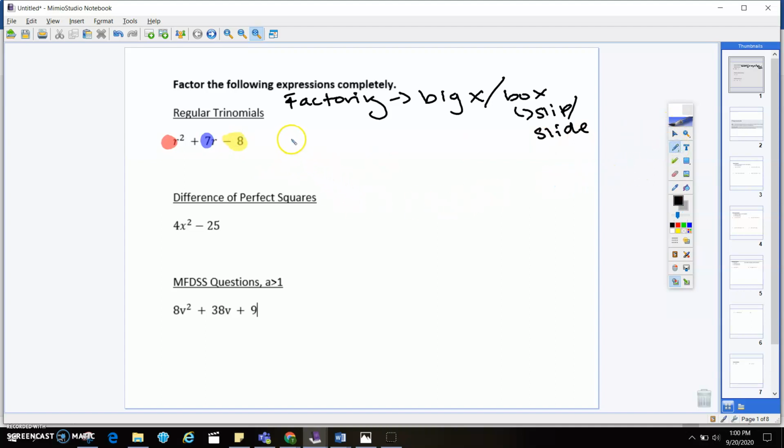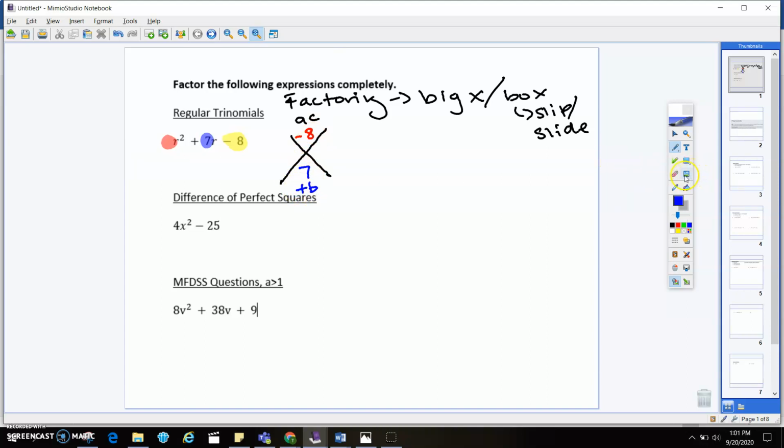Okay? So the first thing I want to do is find my A times C, which is going to give me -8. And my B term, which is going to be 7, okay? And I need two factors of -8 that if I add them together, I'm going to get 7, okay? So if I multiply, I get -8, but if I add them together, I'm going to get 7, okay?